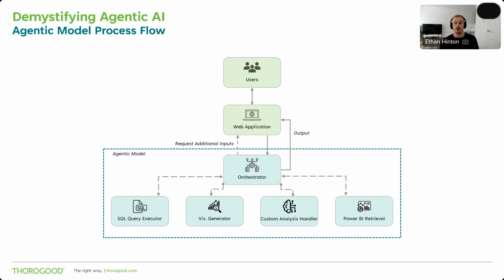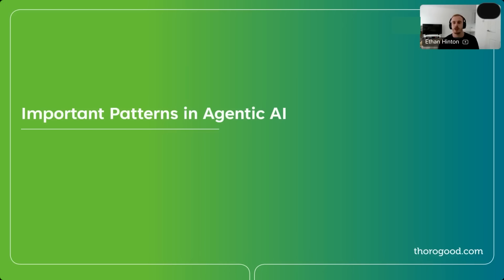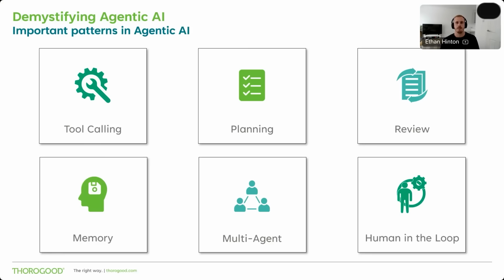So agentic AI is not a new type of AI. It's more of a revolution in the way that large language models are used to solve multi-step problems. So I want to break down for you some of the important innovations or patterns that make agentic AI systems so much better at solving complex multi-step problems than generative AI models alone. And through our conversations with customers and building these agentic systems, we've identified 6 key patterns that make agentic AI what it is. So these are tool calling, planning, review, memory, multi-agent, and finally, human in the loop.